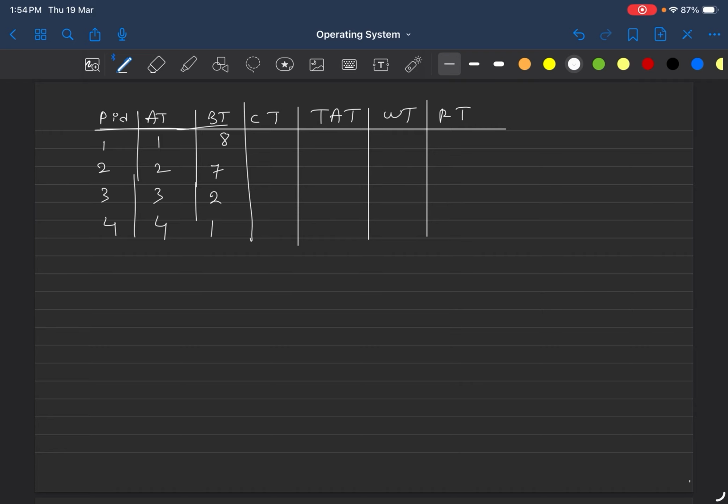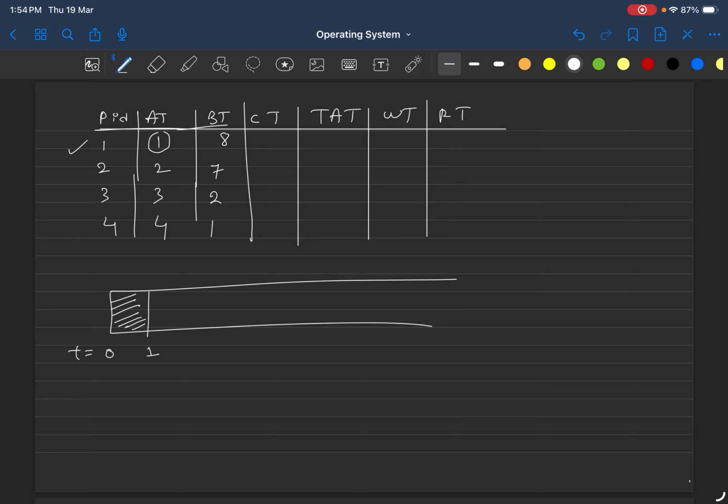Alright, let's start. So, this is the Gantt chart. At time t equal to 0, the Gantt chart is starting. Your first process is arriving at time t equal to 1. So from 0 to 1, there will be no process, so there will not be any execution. At time t equal to 1, process 1 is available. So what are the available processes? Only process 1. So now your operating system has only one process to schedule.